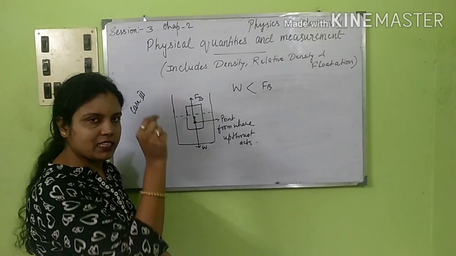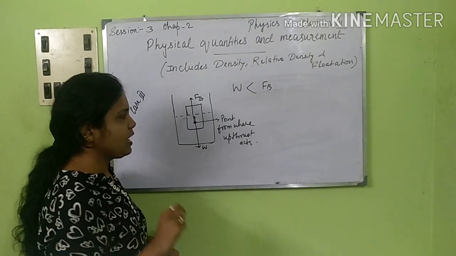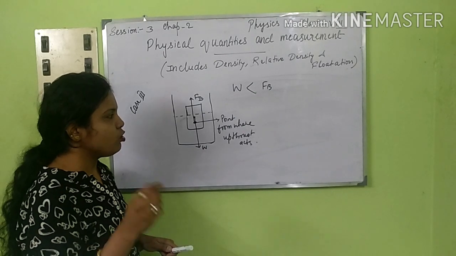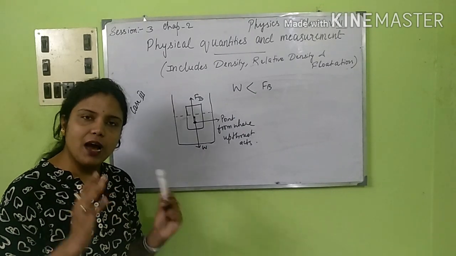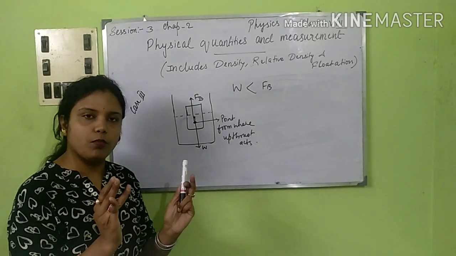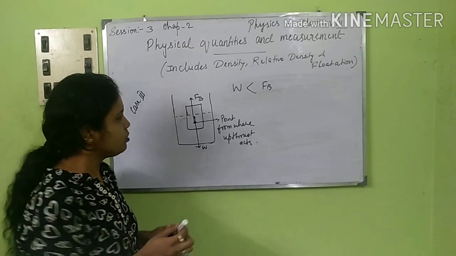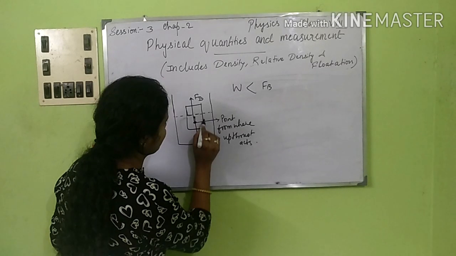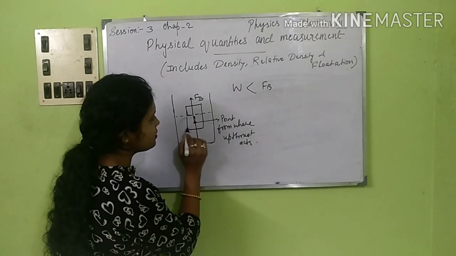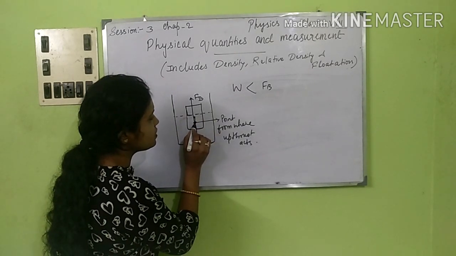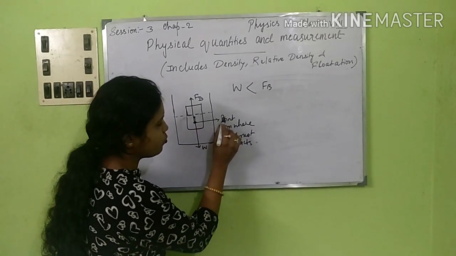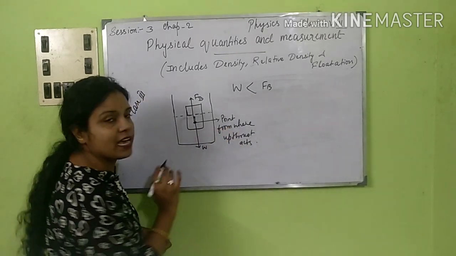Weight always acts from the middle portion of the body. And from where does this upthrust act? Upthrust always acts from the middle part of the body which is inside the liquid. So here, which part is inside the liquid? This part is inside the liquid. And which is the middle portion of this particular part which is inside the liquid? This one. That is why I have marked this point from where upthrust acts.